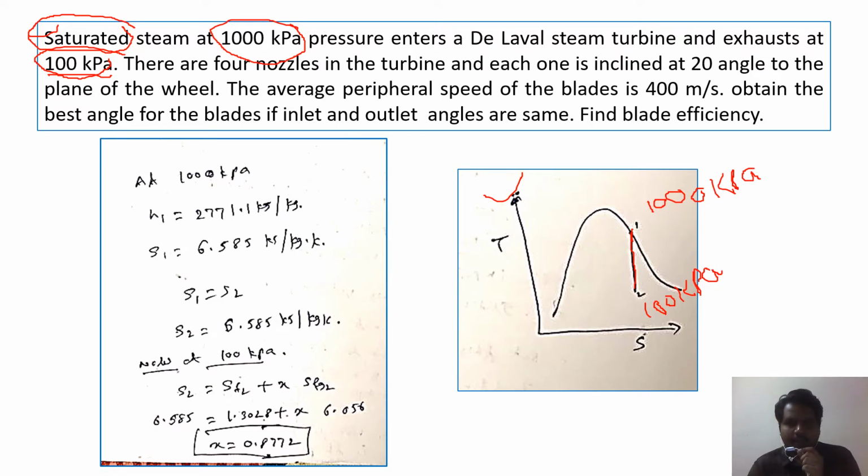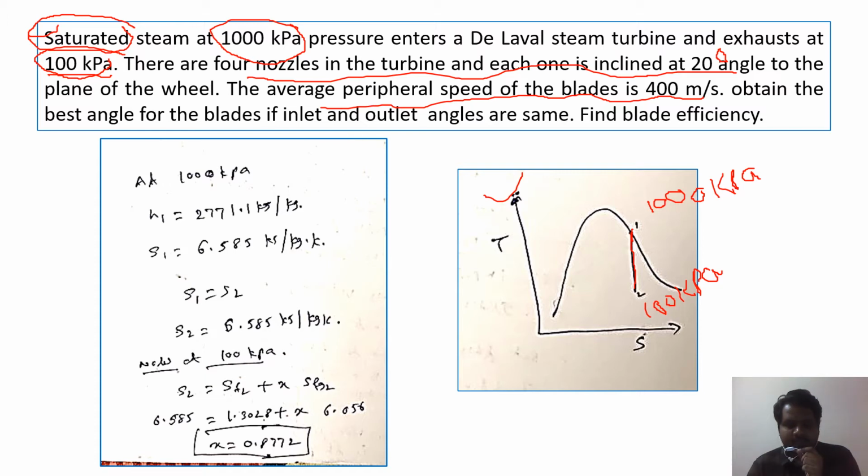And they have also given that there are 4 nozzles in the turbine and each one is at 20 degrees, which means the nozzle angle is 20 degrees. And also they have given the average peripheral speed of the blade. The speed of the blade is 400 meter per second. Okay, now let us solve the problem.